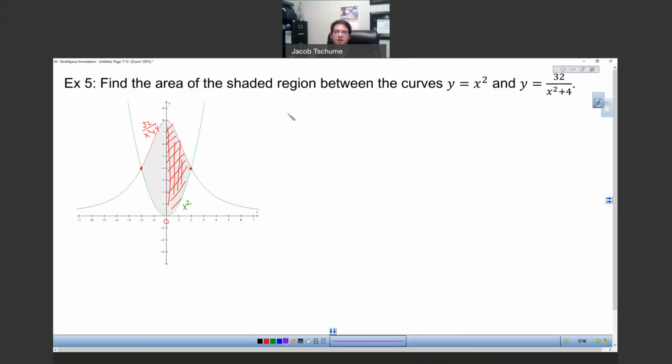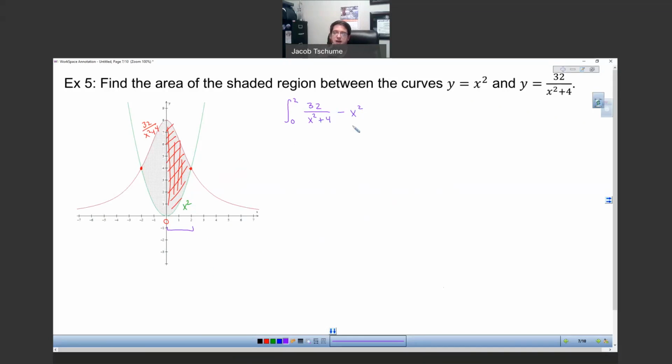So setting your area up. If I wanted to find the area of the right-hand side of this, this would be the integral from 0 to 2. So we're only going from here to here. It's in terms of x's, so you have to do your top minus your bottom. So this would be 32 over x squared plus 4 minus the bottom, which is x squared.